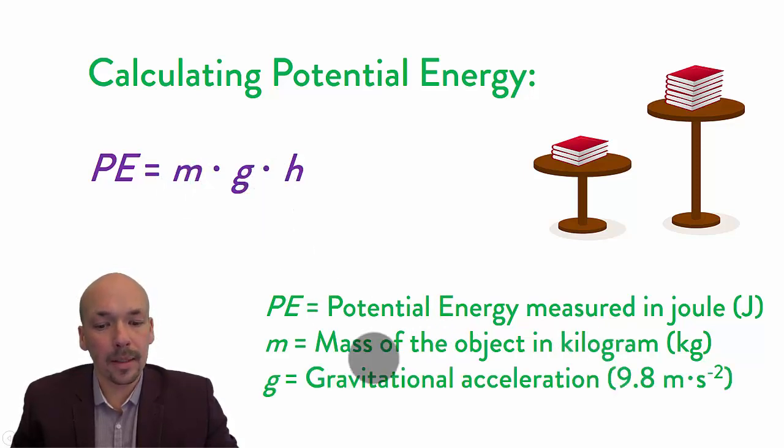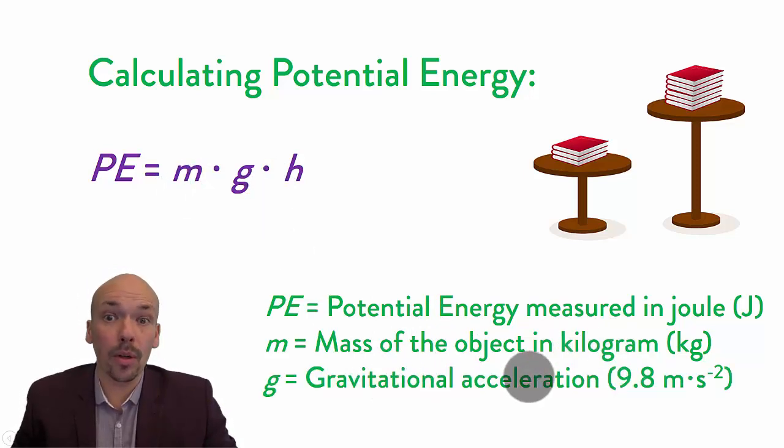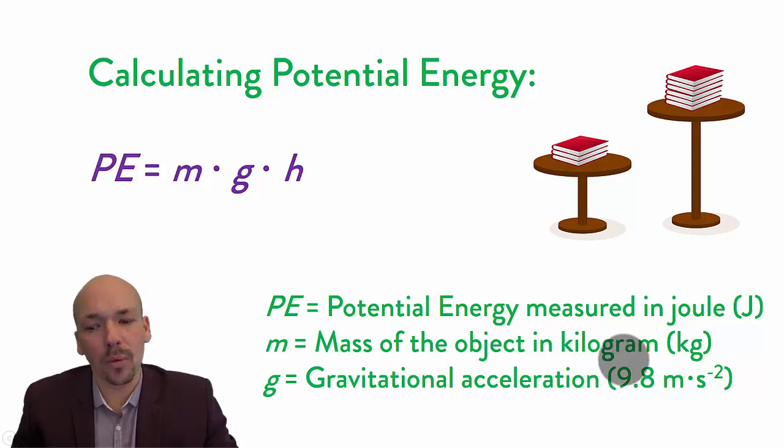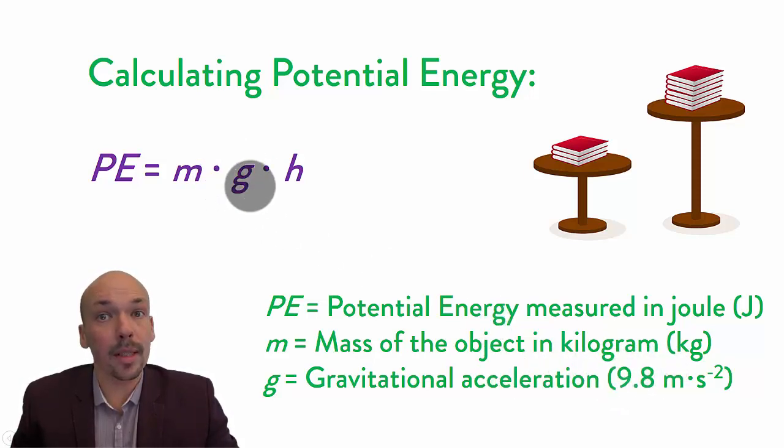We have g, the gravitational acceleration, which on Earth is 9.8 meters per second squared. This one differs on different planets. On the moon it's 1.6. On Mars I believe it's 3.4. I'm not 100% sure, but it's a lot less. And on Earth it's just a number, 9.8. So this is always the number 9.8 if we are on Earth.